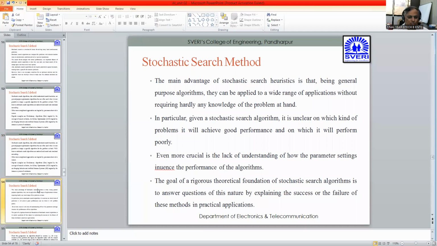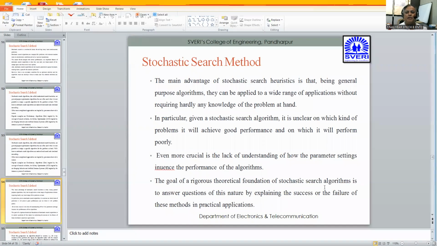The main advantage of the stochastic search heuristic is that, being general purpose algorithms, they can be applied to a wide range of applications without requiring hardly any knowledge of the problem at hand. So obviously it is a heuristic search, but at the same time it is a general purpose algorithm, and it can be applied to a wide range of applications with no need to have knowledge of the problem. So that's the main advantage of this.